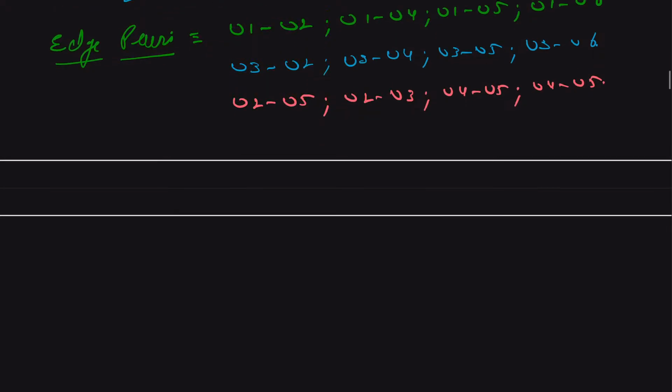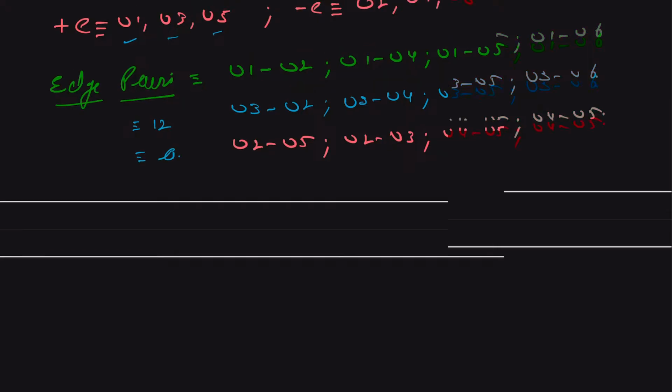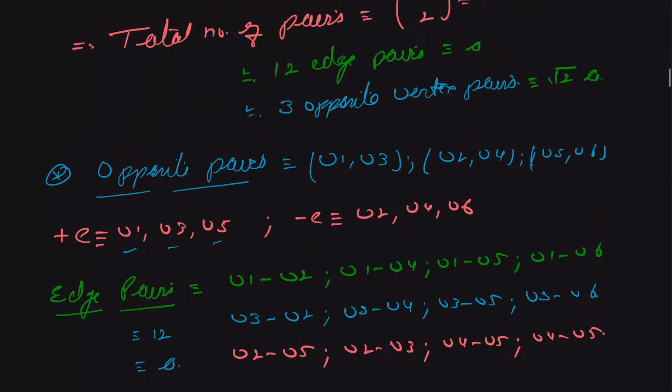Therefore, we can say that these are 12 and the distance between them is A. Okay. And in this case, V1, V3 have the same charge, V2, V4 also have the same charge, and V5 and V6 have opposite charge. Okay. Let me check.